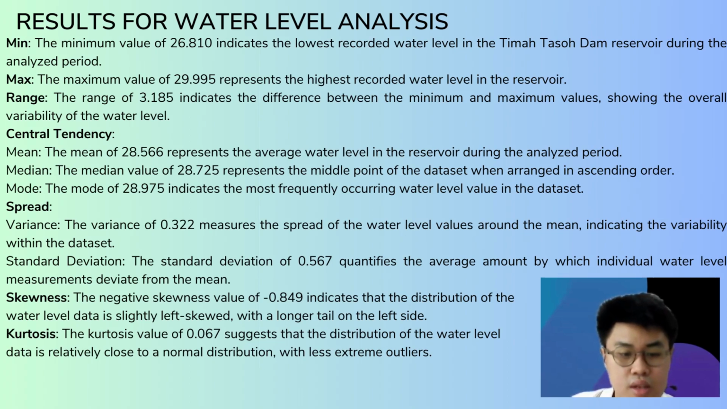The negative skewness value of negative 0.849 indicates the distribution of the water level data is slightly left skewed, with a longer tail on the left side. The kurtosis value of 0.067 suggests that the distribution of the water level data is relatively close to a normal distribution with less extreme outliers. Next, I will pass to my group member, Khong Jun, to continue our presentation.